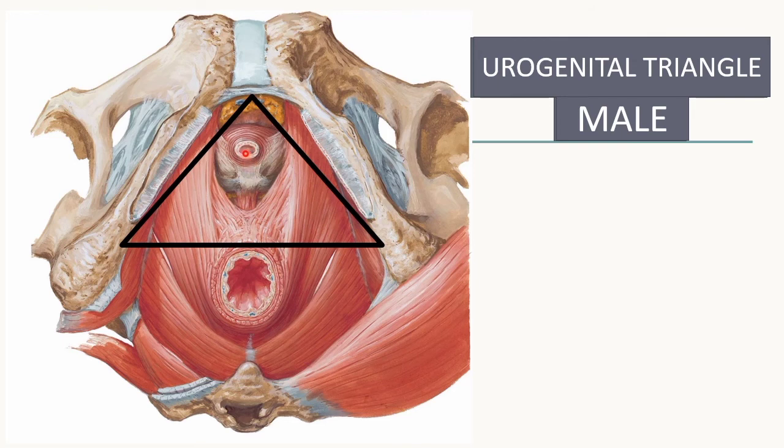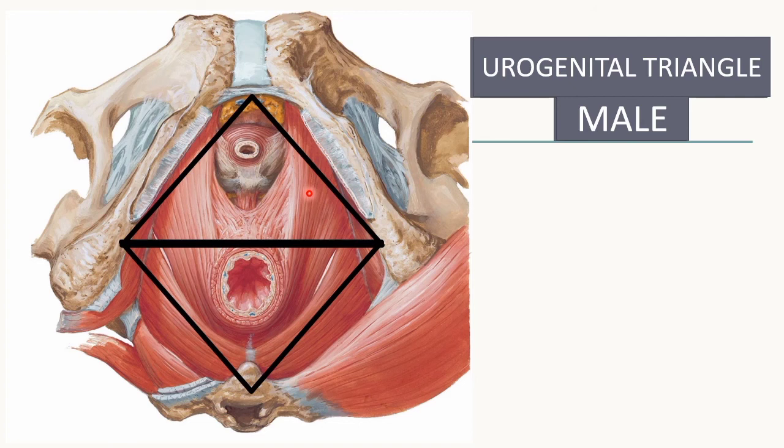What structures are present in it? The urethral orifice is present, and also the same muscles which I discussed in the female. That is the bulbospongiosus at the midline, and on either side we can identify the ischiocavernosus. That is about the muscles present in the urogenital triangle in the male. That is about the urogenital triangle.